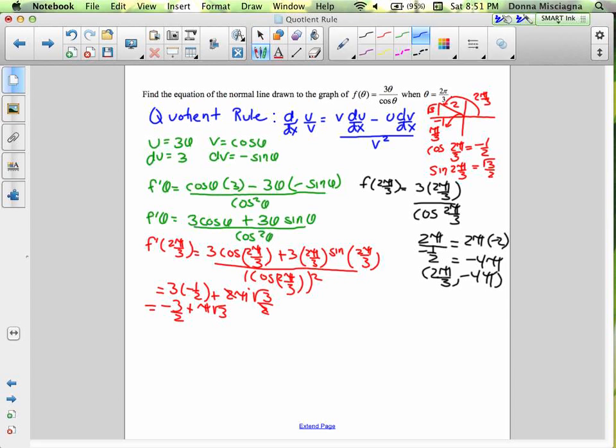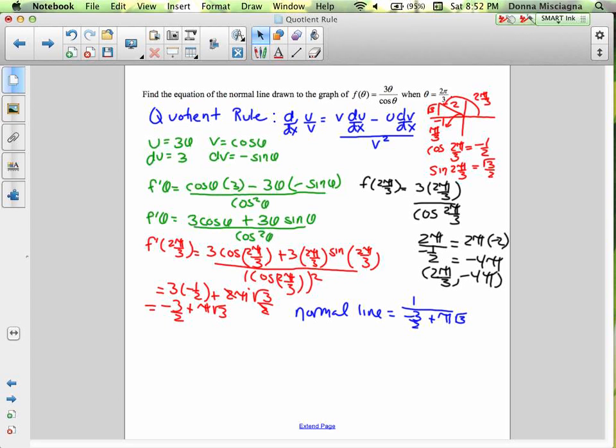If that's our slope, the normal line is going to be the reciprocal of that. So it would be 1 over negative 3/2 plus pi square root of 3. We shouldn't leave it as an improper fraction. We should multiply everybody by 2.